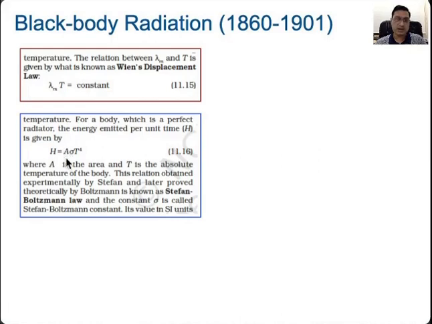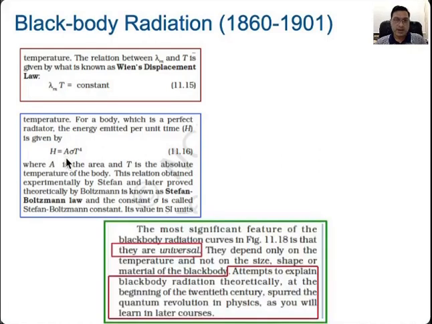And A is the area of the body which is emitting this radiation. Now, this is another part of your 11th standard textbook, on the interesting observation that the black body is showing: the most significant feature of the black body radiation curve, which you have seen in the previous slide, is that they are universal. They depend only on the temperature.